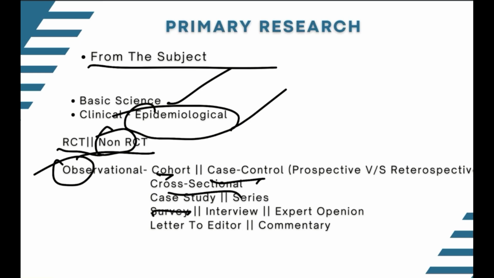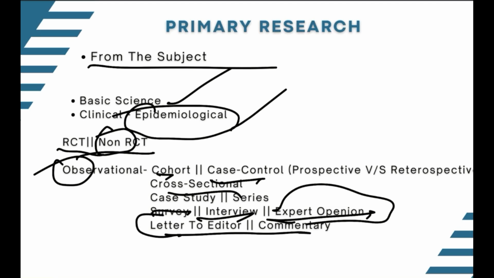There are surveys, there are interviews, there are expert opinions, and we saw expert opinions are the lowest in the category, but there are some research areas where you will have to go with expert opinion. There won't be any other choice but to choose expert opinion. There are letters to editors and commentary. These are gray zone, gray studies, you can say. They can be presented as primary and secondary research.